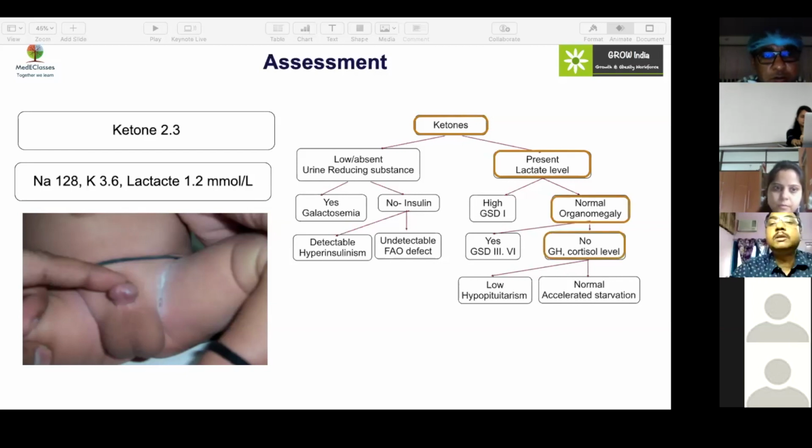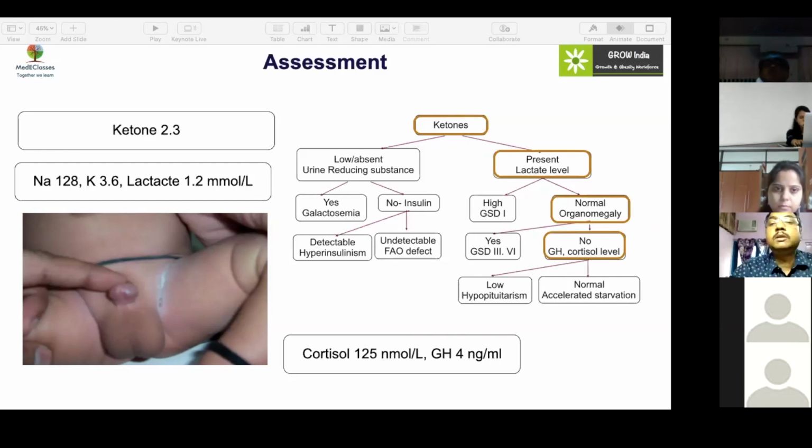So I would like to examine the baby. So organomegaly was there or not? There was no organomegaly. And we can see here that the baby is having micropenis. And we have measured the cortisol level and growth hormone level, that is 4 nanogram per ml. So there are many pointers apart from this hypoglycemia: cortisol is low, growth hormone is low, and there is micropenis also, which is again indicative of growth hormone deficiency. So this baby was diagnosed a case of multiple pituitary hormone deficiency.